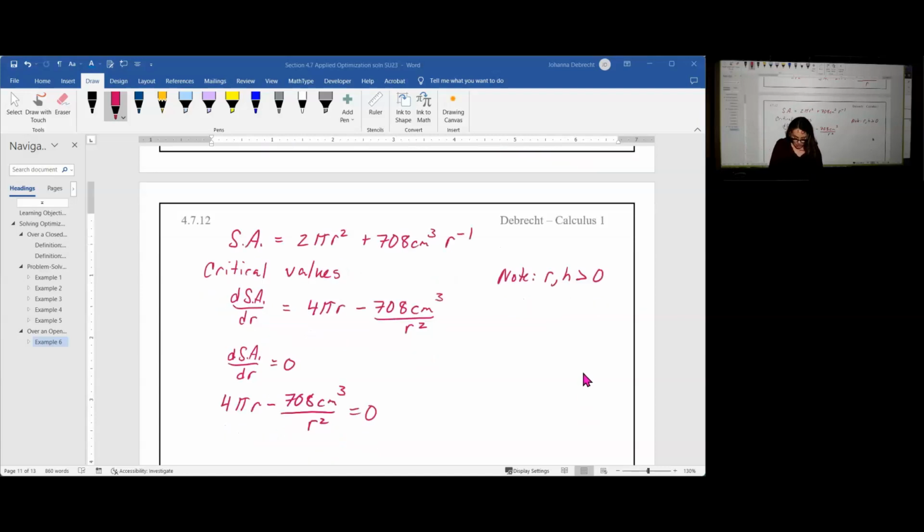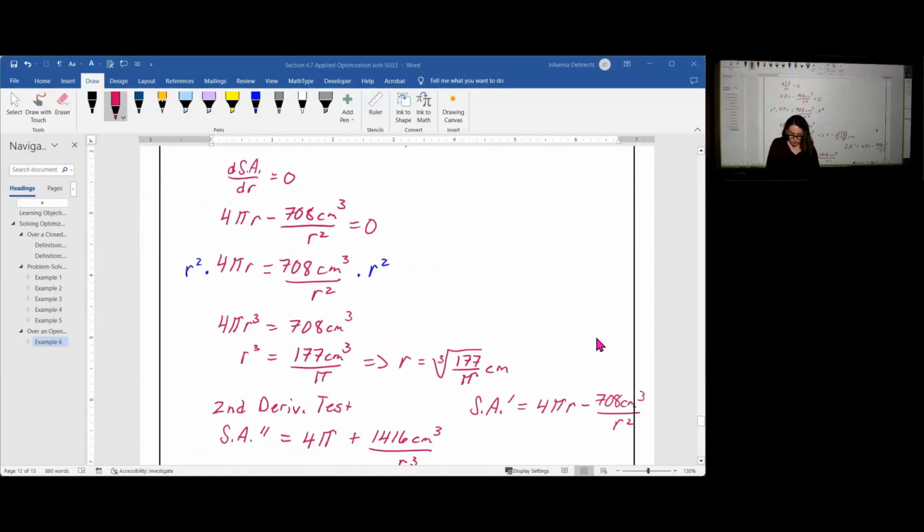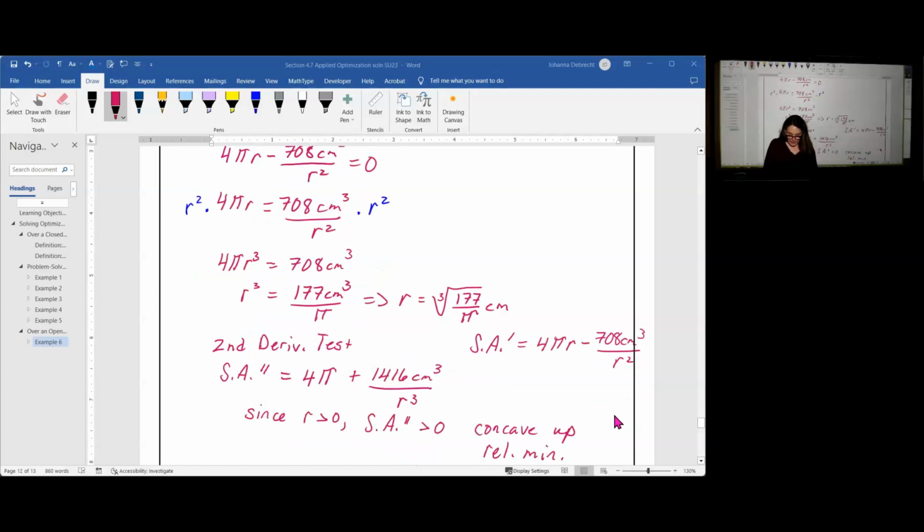Then I go ahead and solve for r. When you solve for r, you get the cube root of 177 divided by pi, and the units work out to be centimeters. It doesn't guarantee, however, that this is an extremum. You have to check with either the first derivative test or the second. I applied the second derivative by taking the second derivative of the function, or the derivative of the first derivative. This gave me 4 pi plus 1,416 cubic centimeters divided by r cubed.